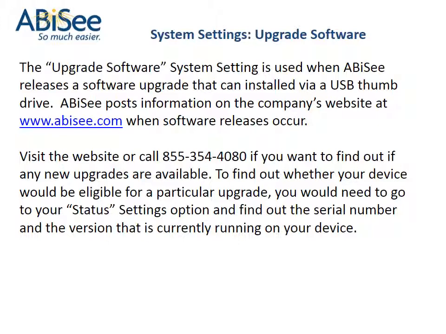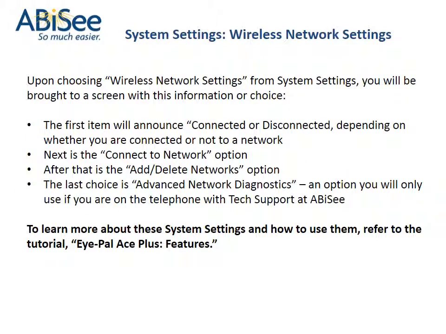To find out whether your device would be eligible for a particular upgrade, you would need to go to your status settings option and find out the serial number and the version that is currently running on your device. System settings, wireless network settings.